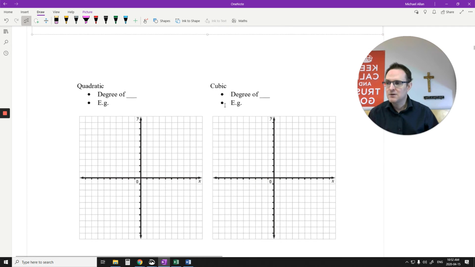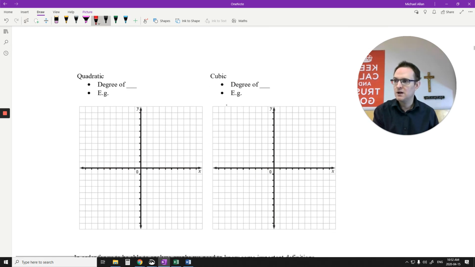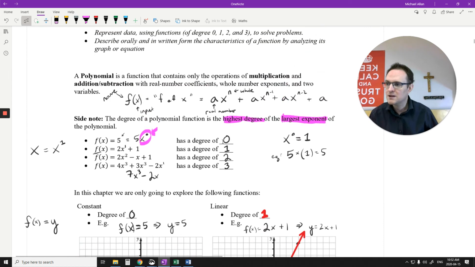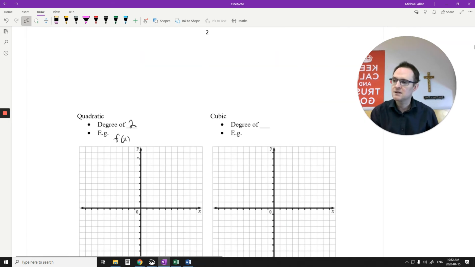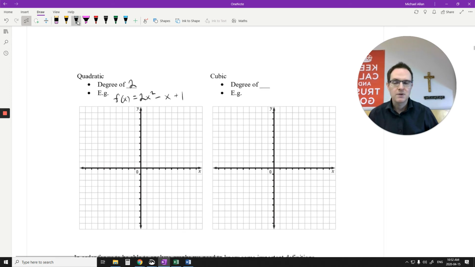The next type of graph we're going to talk about are quadratics. Remember, quadratics have a degree of 2. So an example of this would be, and we can just use the example up at the top here, 2x squared minus x plus 1. So there's a nice little quadratic. We can plot this out.